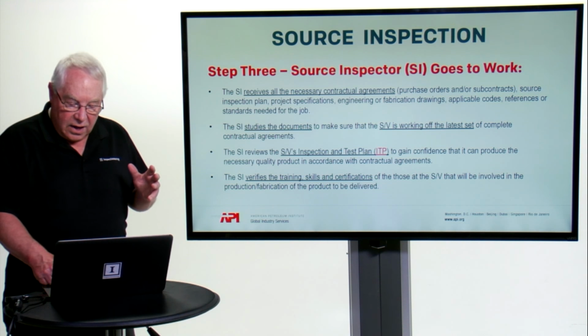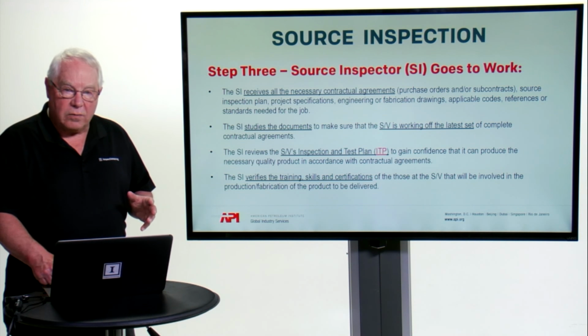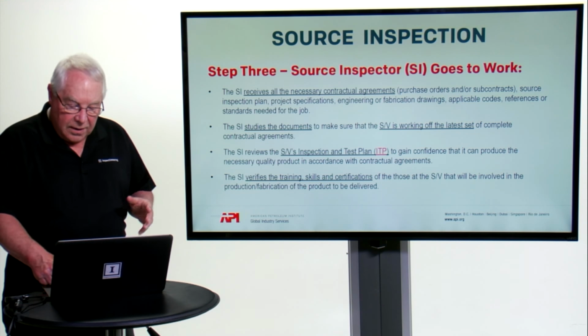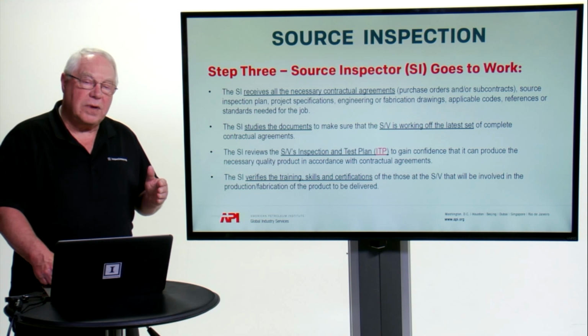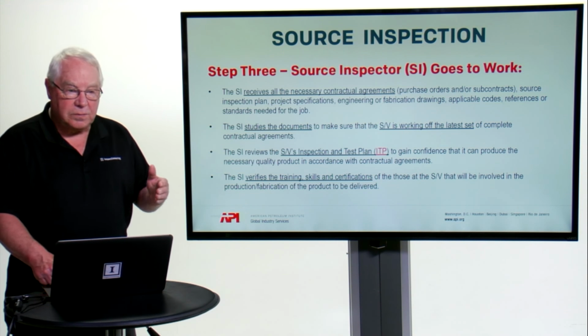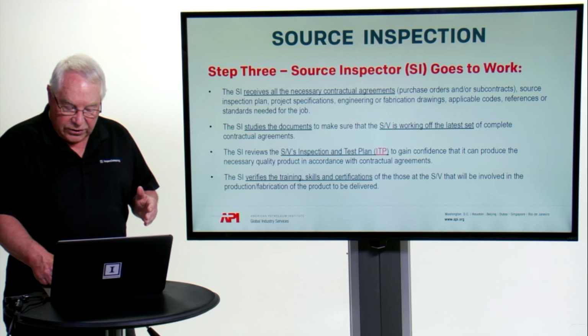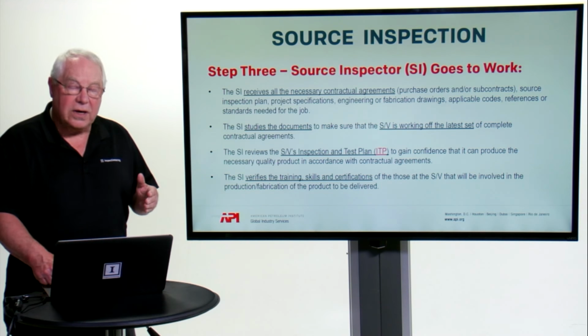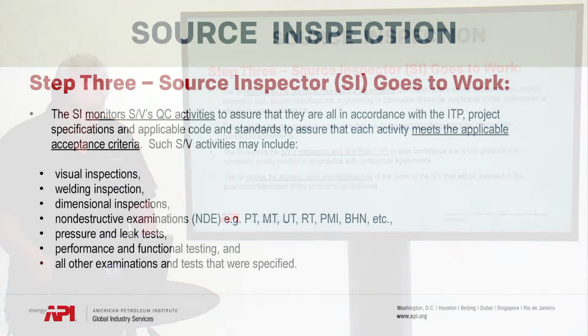Then also in step 3, the source inspector reviews the ITP plan, inspection and test plan, that the supplier vendor is expected to follow in order to gain confidence that the supplier vendor can produce the necessary quality product in accordance with all the requirements and expectations agreed to. The source inspector then in step 3 verifies that the people that will be involved in fabricating the product, be it pressure vessels, heater tubes, piping, whatever it may be, have the appropriate training, skills, and certifications for those people in the shop that will be involved in producing that product.